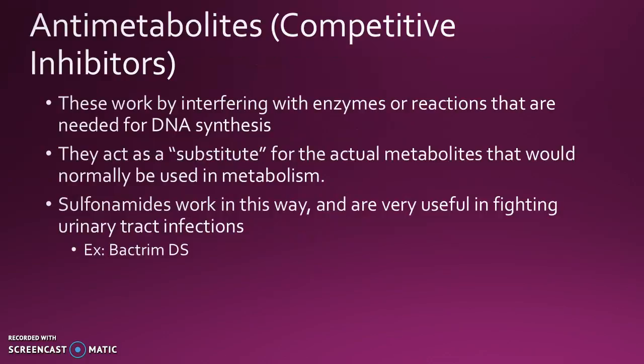And lastly, we have the antimetabolites, which also act as competitive inhibitors. They work by interfering with enzymes or reactions that are needed for DNA synthesis. So they'll typically act as a substitute for the actual metabolites that would normally be used in metabolism. So they'll come in and competitively bind instead of the normal enzyme. And these are typically the sulfa drugs that work this way, and they're very useful in fighting urinary tract infections. An example of this would be Bactrim.